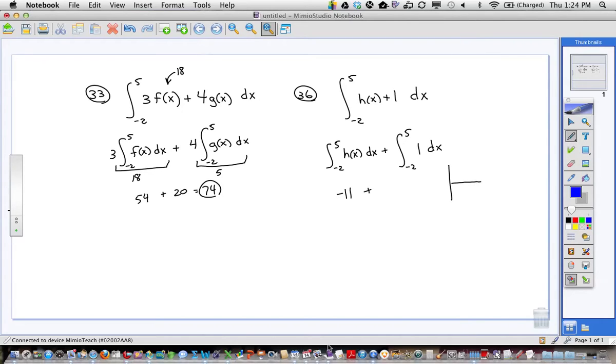Okay, what is this? That's a horizontal line, y equals 1. And it's the area from negative 2 to 5, which is 7 wide and 1 tall, which is an area of 7. So this integral is 7. So negative 11 plus 7 is negative 4. Okay? Good chance you'll have to do something similar to that on the quiz that we do over this stuff. I want you to know the properties. It's a good way to make you do the properties.